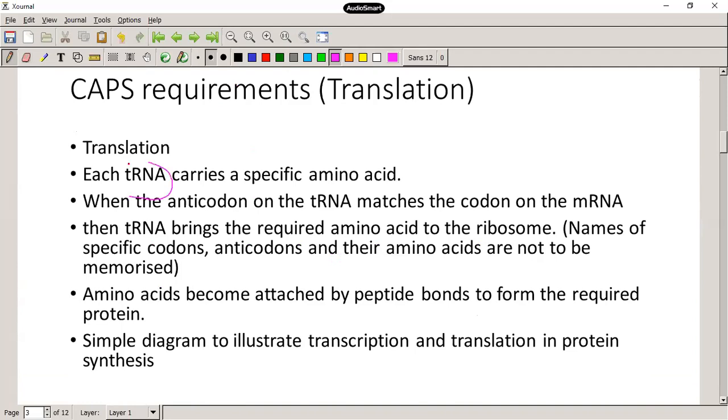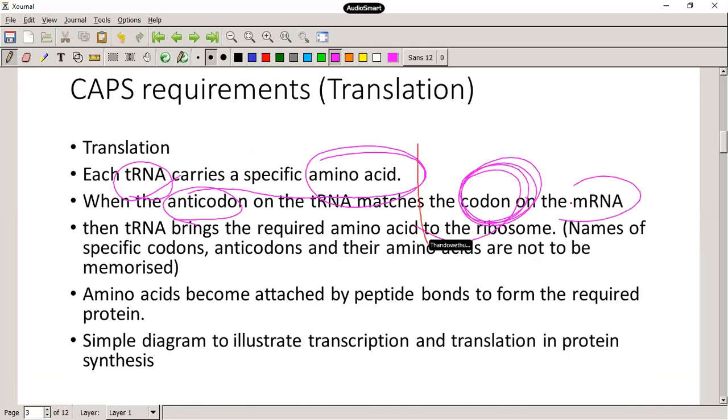Each tRNA, transfer RNA, carries a specific amino acid that is found inside the cytoplasm. Then the anticodon fits onto the codon of the mRNA. I'm going to show you how that works. tRNA brings the required amino acid to the ribosomes, and you do not need to know the specific codons, anticodons and amino acids. You don't need to memorize it. We will always give you a table, and you need to interpret the coding, but you don't need to memorize the coding of amino acids. Then the amino acids become attached by peptide bonds to form the required protein, so the amino acids bond together, and then we need to draw a simple diagram to illustrate transcription and translation in protein synthesis.